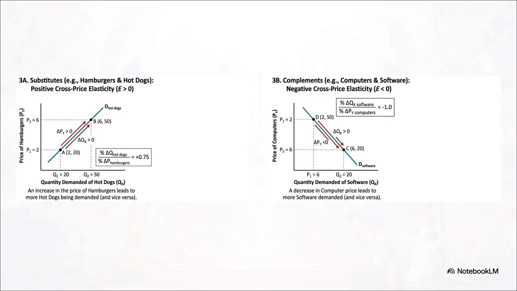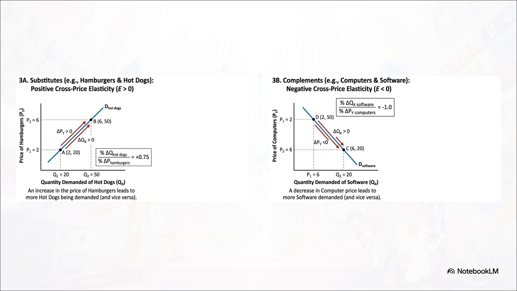Comparing these two relationships, on the left, we have a positive result for substitutes. If hamburgers get way more expensive, jumping from $2 to $6, consumers drop them, and the demand for cheaper hot dogs surges from 20 to 50. You see this everywhere. If frozen yogurt gets cheaper, you buy more yogurt, but you also buy less ice cream because they satisfy the exact same craving.